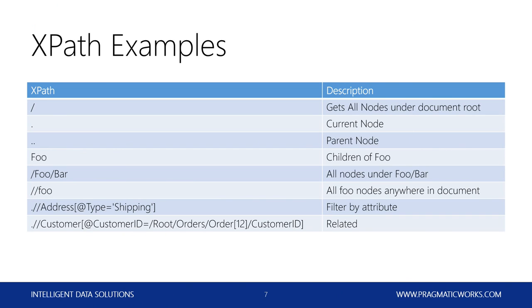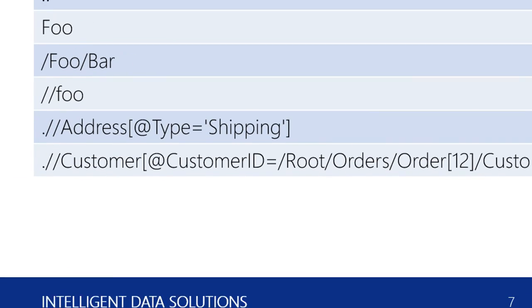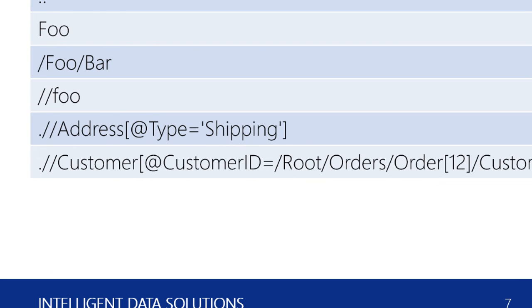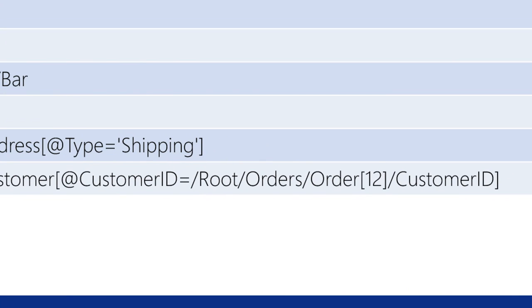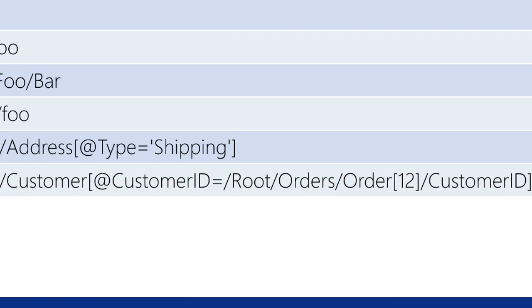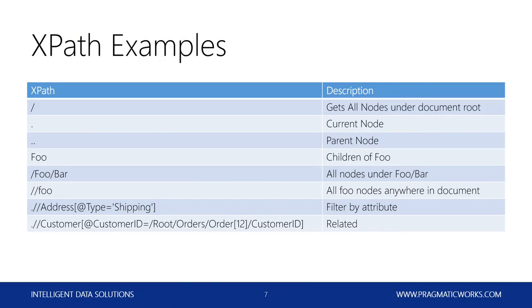This other one here is a little bit more complicated. This says, give me the customer whose customer ID is equal to root/orders order 12 customer ID, right? So it's kind of a way to do a join or a lookup to other nodes if you have multiple structures in there. Again, we're not going to teach you all of XPath in one day. These things are all up there, but it's good just to have a baseline for that. So any questions about XPath?